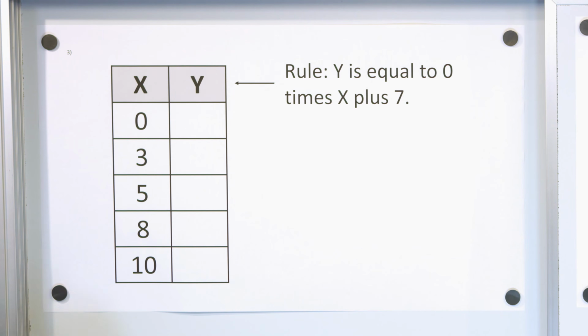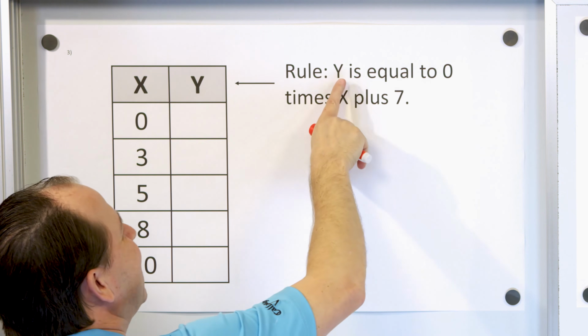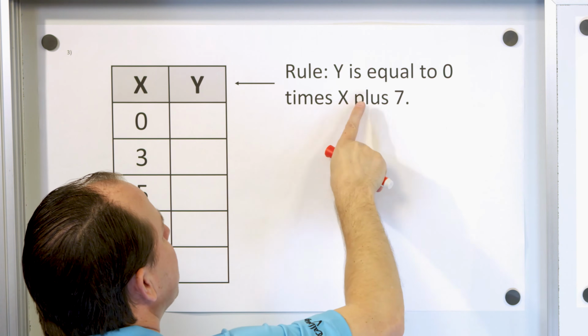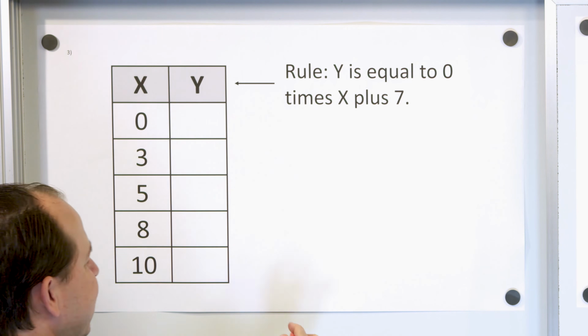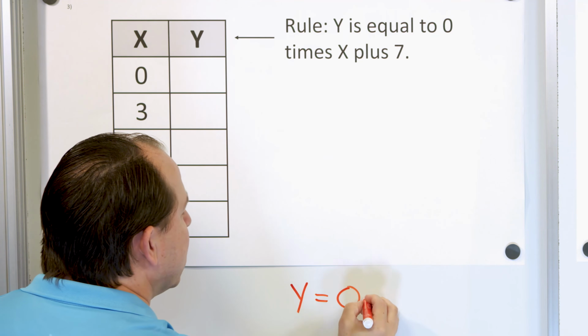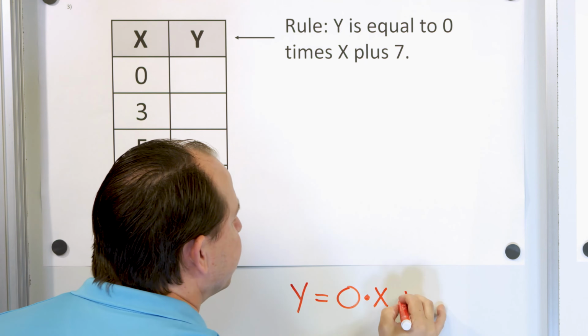All right, here's our next problem. Again, we're given the x values, and we don't know the y values because they have a rule. We have to calculate y, which is equal to 0 times x plus 7. So if you're going to write that down, you would say that y is equal to 0 times x. But then after that, we have to add 7. So just put the plus 7.